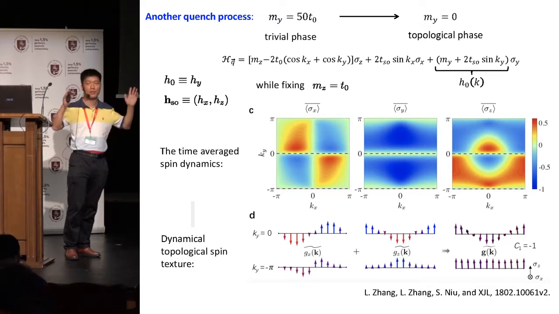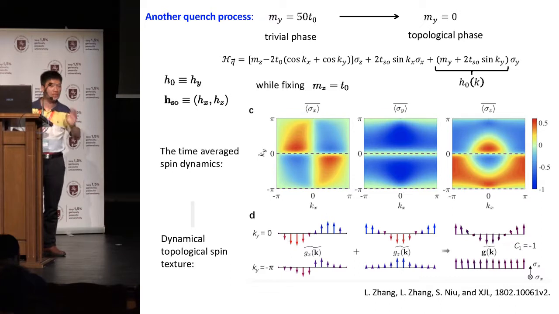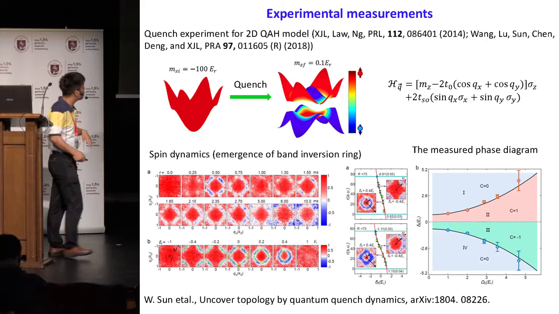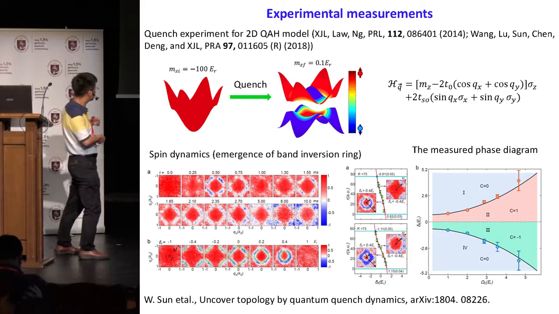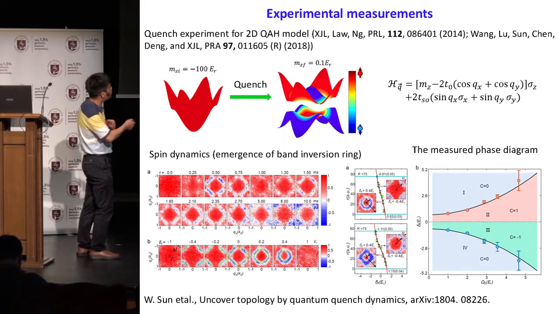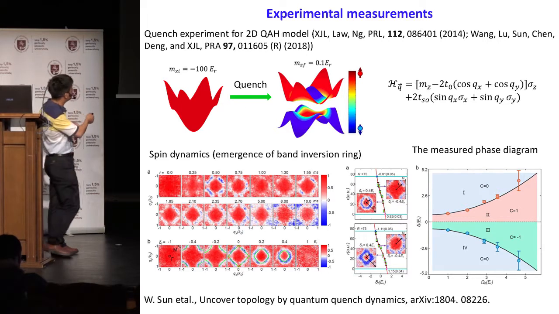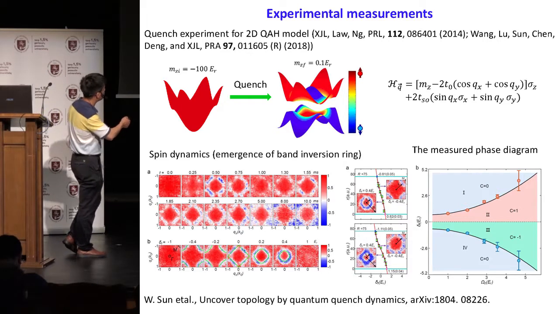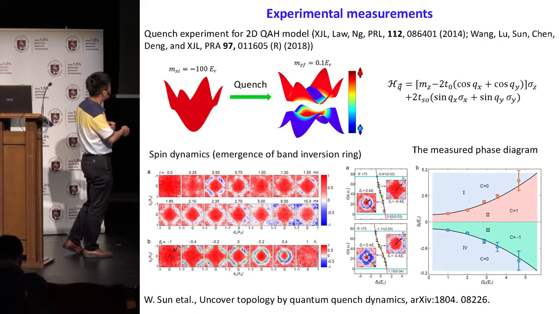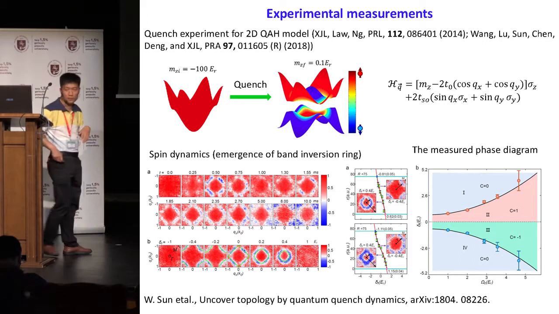But you can use different quench processes to do the experiment, depending on which experiment can be easily done in the system. Actually, we have done this. We collaborated with the USTC group to do this experiment, just for this 2D Chern insulator. We started with a deep trivial phase and quenched to the topological phase. In the experiment, we measure this ring structure and use the ring structure to determine the topology, determine the Chern number +1, -1, and the phase diagram of the system.